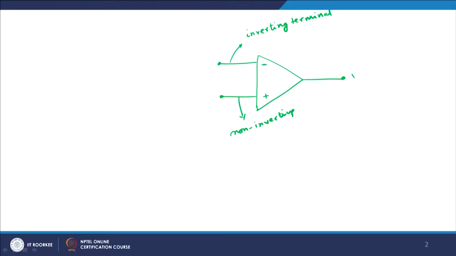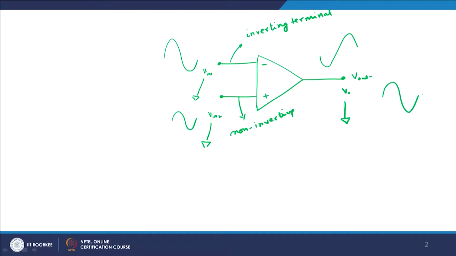Terminal number 3 is your output V out, and this is always measured with respect to ground. Let us suppose this is V in 1 and this is V in 2, again both with respect to ground. Whatever signal you give on the inverting terminal will appear with a 180-degree phase shift. So, if you have something like this, it will appear something like this on the output side, whereas if you give a signal to the non-inverting terminal like this, the output will be something like this, and they will be in phase.